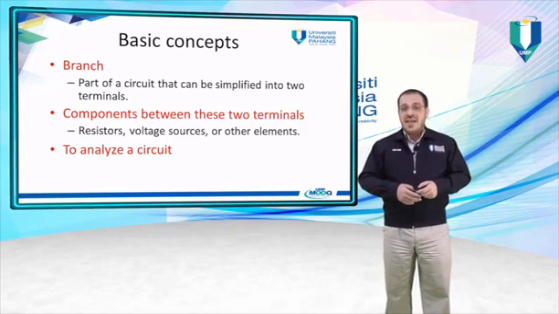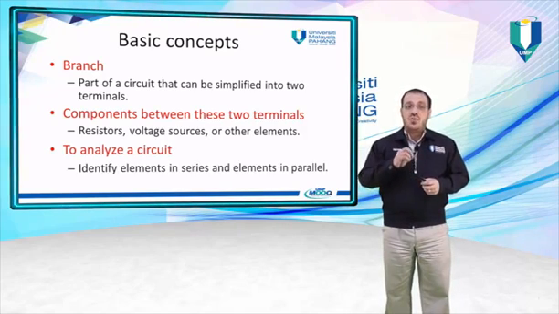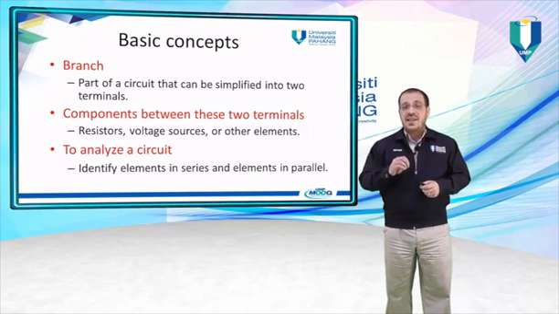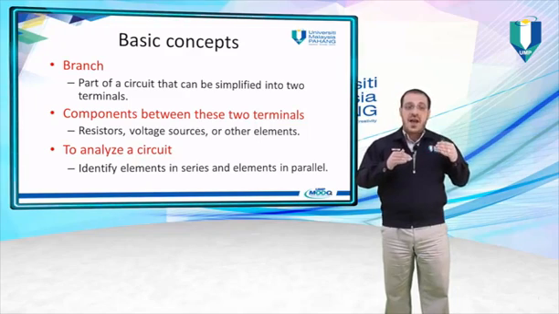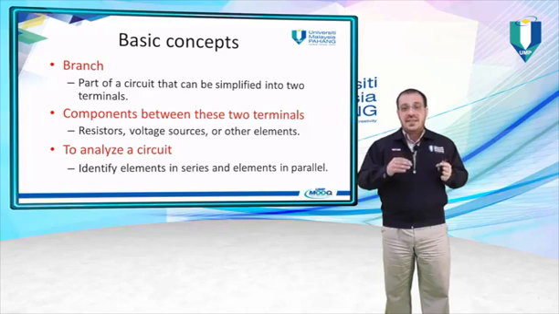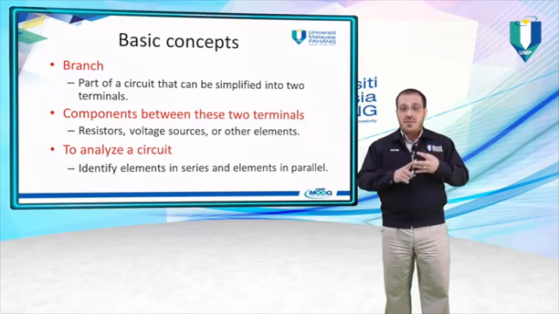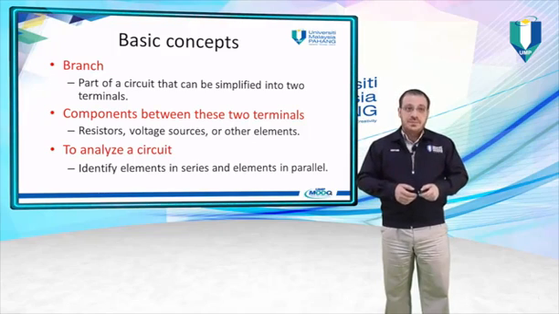So how do we analyze a circuit? To analyze a circuit, we need to identify the elements in series and the elements in parallel. This is what we mean by analyzing: finding which elements are in series and which are in parallel. In electricity, Ohm's law controls everything. In Ohm's law, we have V, I, and R: voltage, current, and resistance. Finding these three quantities is the basic target of why we do analysis.